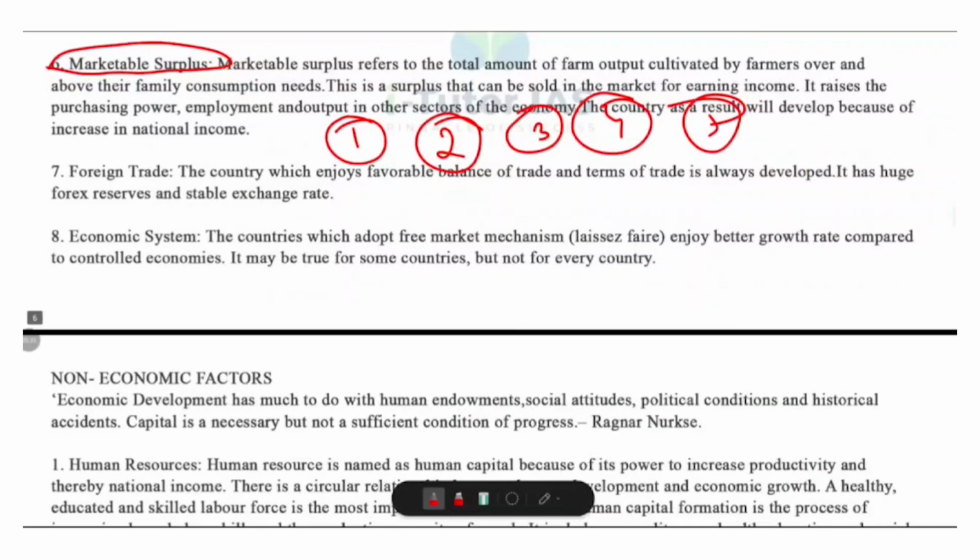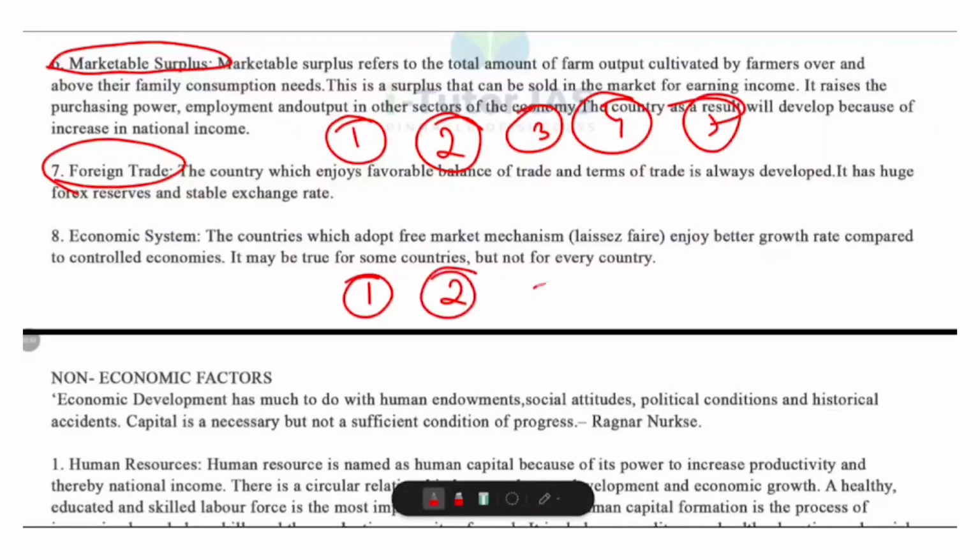Then seventh one, foreign trade. Foreign trade plays a crucial role in development. A country with a favorable balance of trade and good terms of trade earns more foreign exchange. We know that foreign exchange helps in importing technology, machinery and raw materials, then stabilizing exchange rate, boosting investor confidence and also overall economic stability. So countries with strong export performance are generally more developed.